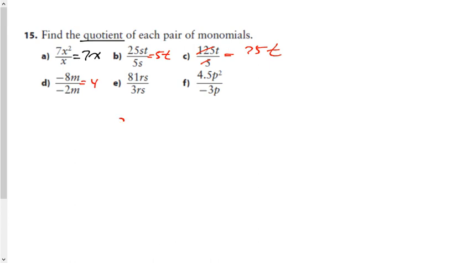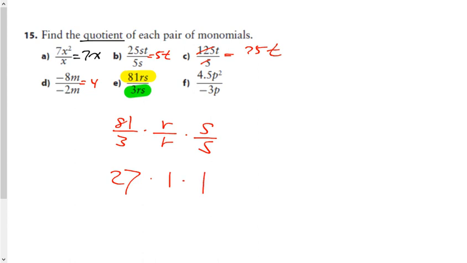Look at the next one. I'm going to break it down into its parts again. If I think about 81 times r times s, I'd get 81rs. If I think about 3 times r times s, I'd get 3rs. Break down each of these parts into its lowest terms. How many 3's are in 81? There's 27. R over r will just become 1. S divided by itself will become 1. 27 times 1 times 1 is just 27.